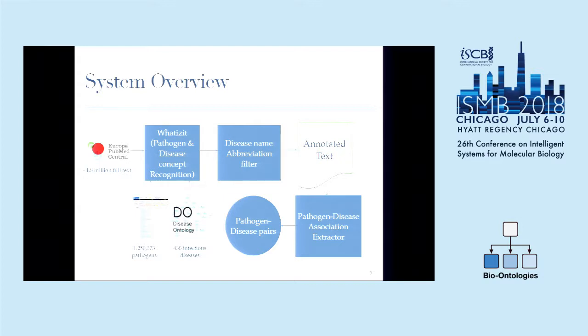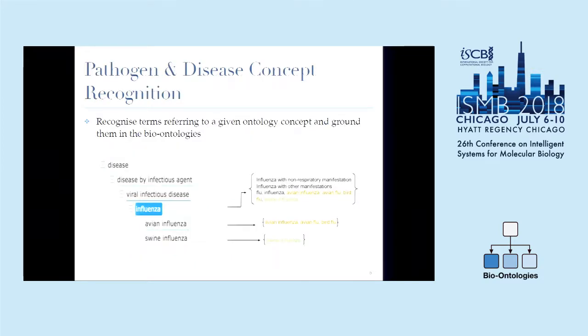So in order to identify pathogens, we use NCBI taxonomy. Our approach is dictionary-based, and it contains around 1.2 million pathogens. And we only focus on the infectious disease branch of the disease ontology. And this is around 400 infectious diseases.